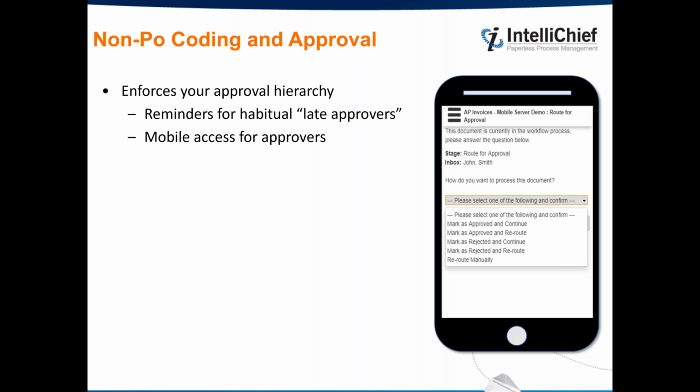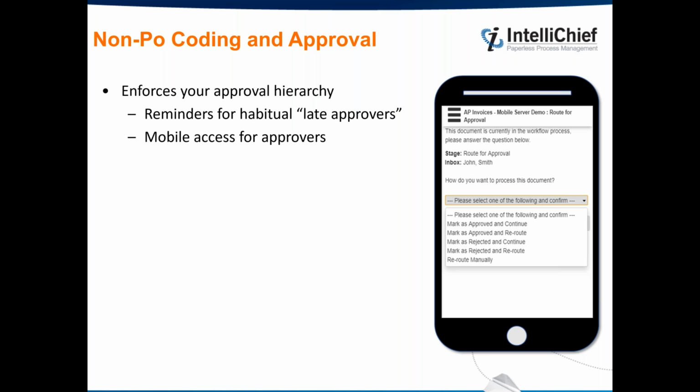So you can send out reminders, right? You can say, we sent this over to plant manager Sally to approve 2 weeks ago, right? And you haven't done anything with it. Well, instead of having AP pick up the phone and chase it down or any of that, we can actually deliver reminders for those habitual late approvers and even do it from mobile, right? They can access their approving invoice, non-PO invoices, expense invoices, MRO, etc., from a tablet, a phone, whatever.